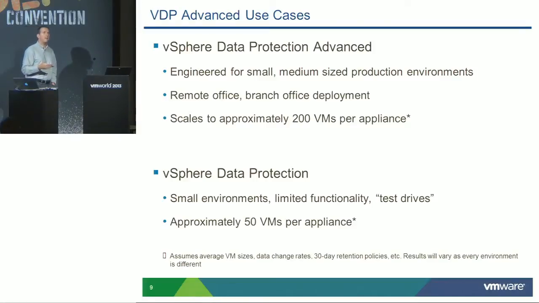And then as far as retention policy, by default, VDP Advanced will put 60 days out there. What we assume with that 200 VMs is probably 30 days, so anywhere between 30 and 60 days, so that's what I consider a quote-unquote average environment. Okay? Same thing with VDP. If you're wondering about that, it is a smaller scale. Again, it's included with vSphere, so you kind of get what you pay for. It's great to test drive the product, but it is a smaller appliance, so you can get roughly 50 VMs per VDP, not VDP Advanced, VDP appliance.